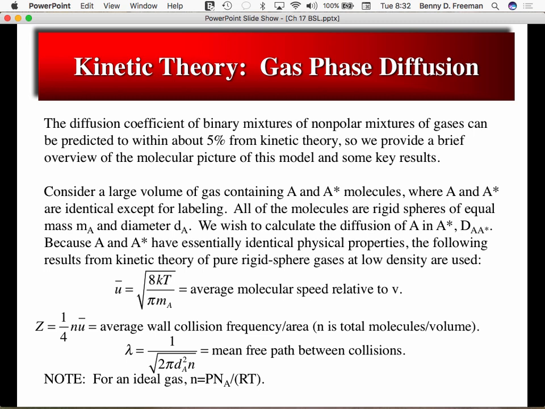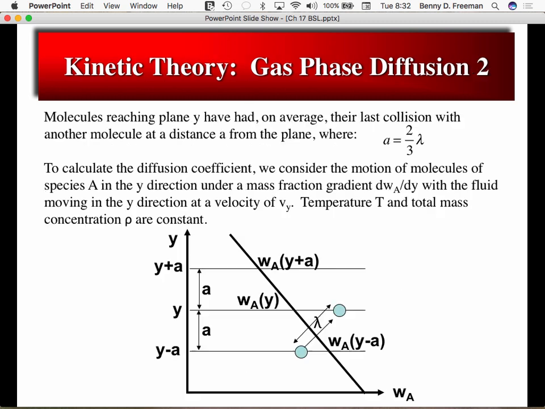And for an ideal gas, the concentration N is just the pressure divided by RT times Avogadro's number. Pressure divided by RT would normally give you gas concentration in an ideal gas in, for example, moles per cc, and then multiplying by Avogadro's number puts it on a per molecule basis.